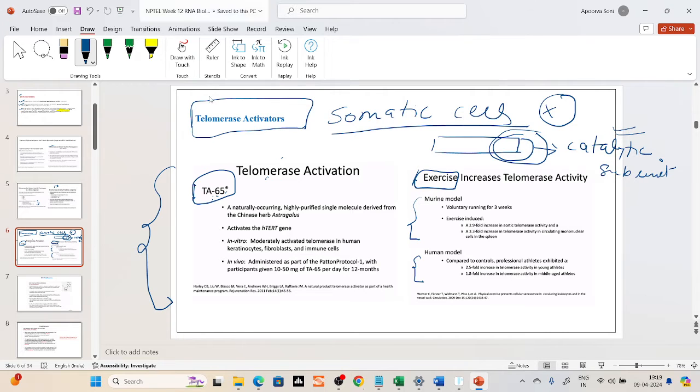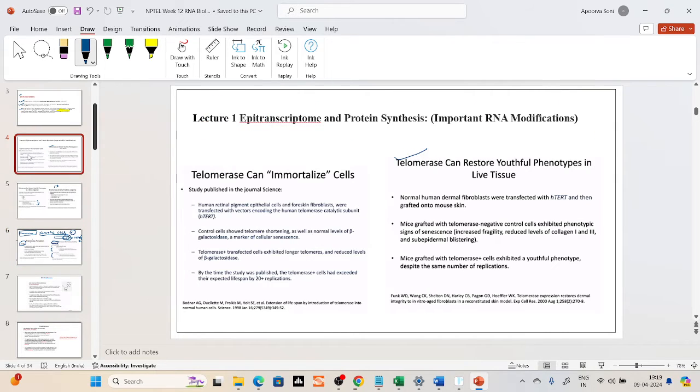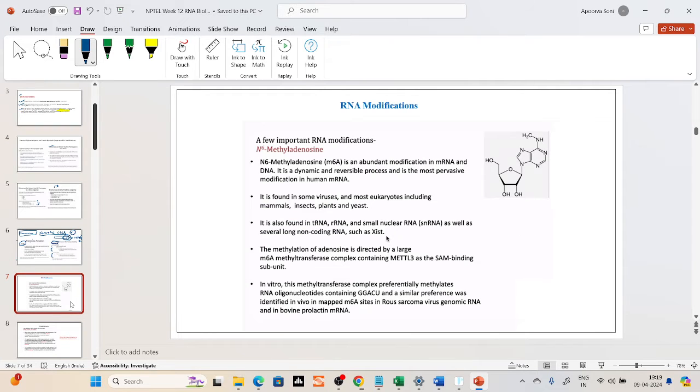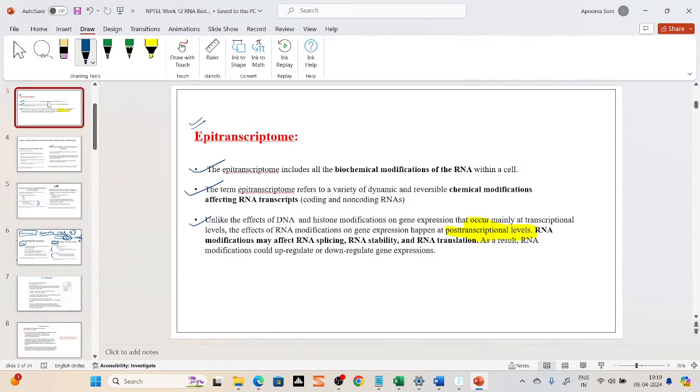This was all the continuation of what we studied last week. Now we'll come to our topic for the week, which is epitranscriptome. For those who have joined late, I'll quickly revise that epitranscriptome is nothing but all the biochemical modifications that happen on the RNA. All the biological modifications happening on the RNA, combined together, form the epitranscriptome of the cell.